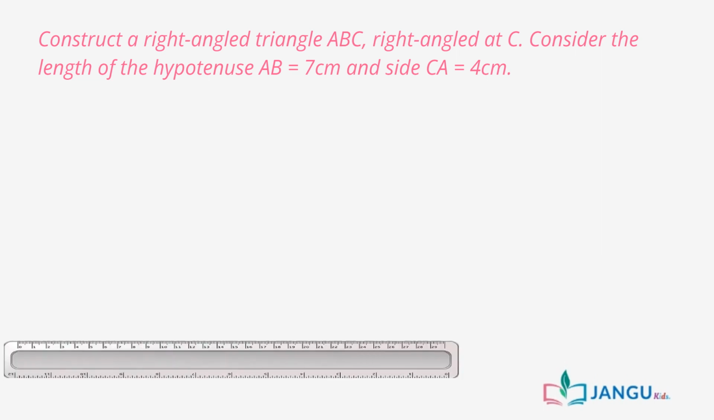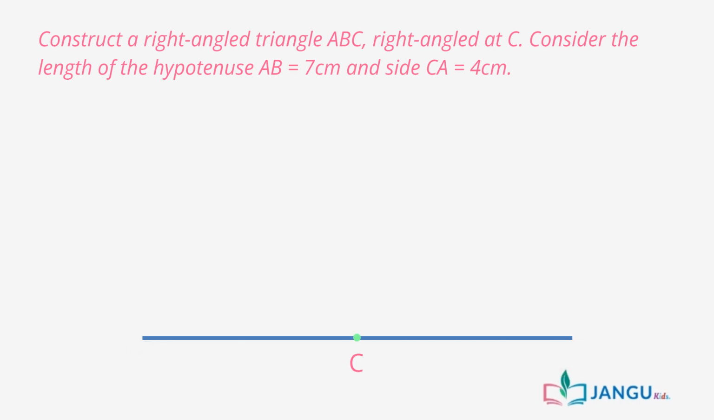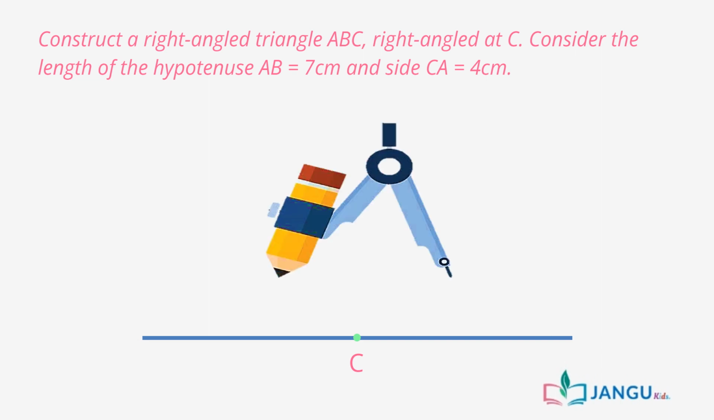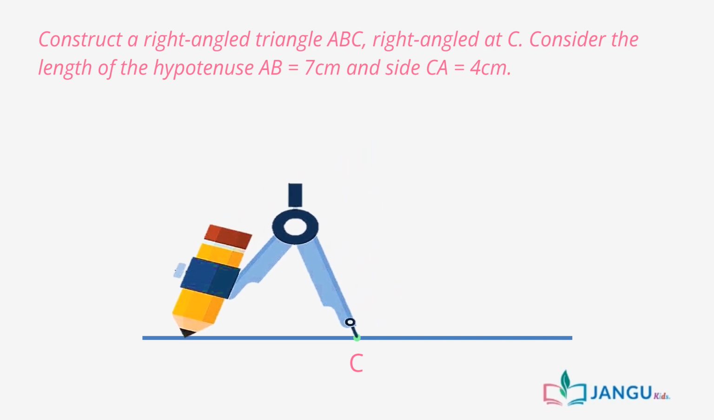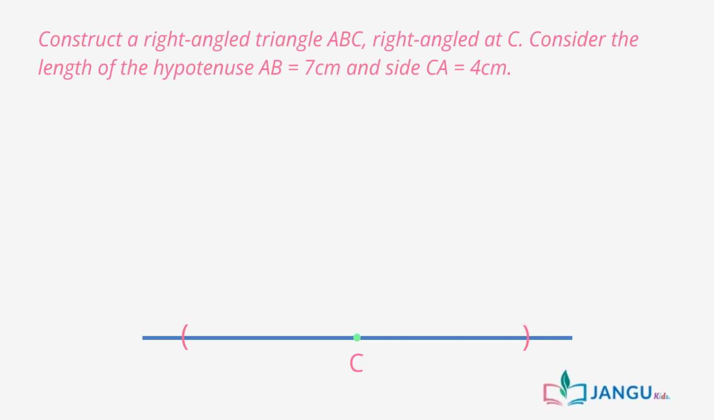Step 1. Draw a horizontal line of any length greater than 7 centimeters and mark a point C on it. Step 2. Set the compass width to 4 centimeters. Step 3. Place the pointer head of the compass on point C and mark an arc on both sides of C. Step 4. Mark the points as D and A where the arcs cross the line.